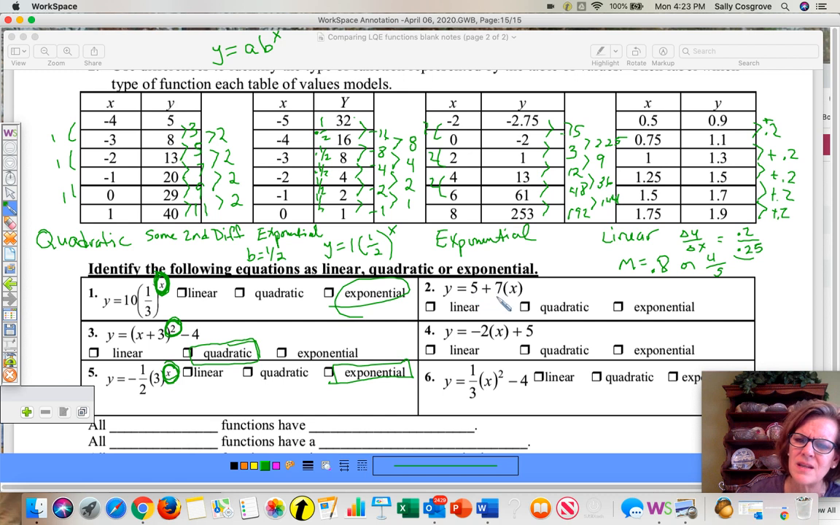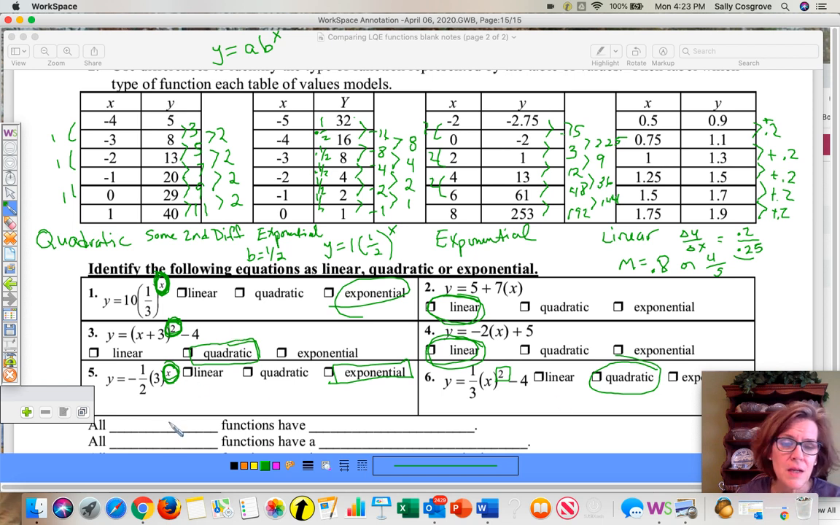How about over here? Y equals 5 plus 7 times x. This isn't to the x power, it's just 7x. That kind of looks like y equals mx plus b, doesn't it? Which means that it's linear. Yes, sir. Y equals -2 times x plus 5. Yep, linear. And then the last one, y equals 1/3 times x squared minus 4. What's happening to x? Is it in the exponent spot? No, x is being squared. So when x is squared, that means it's quadratic.